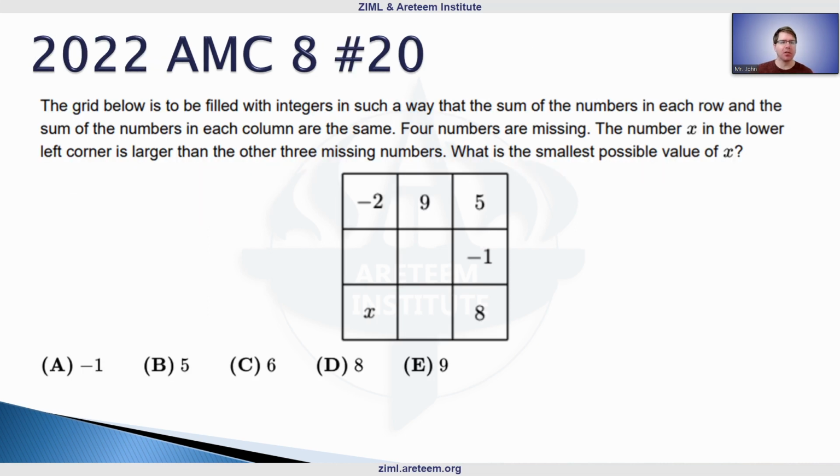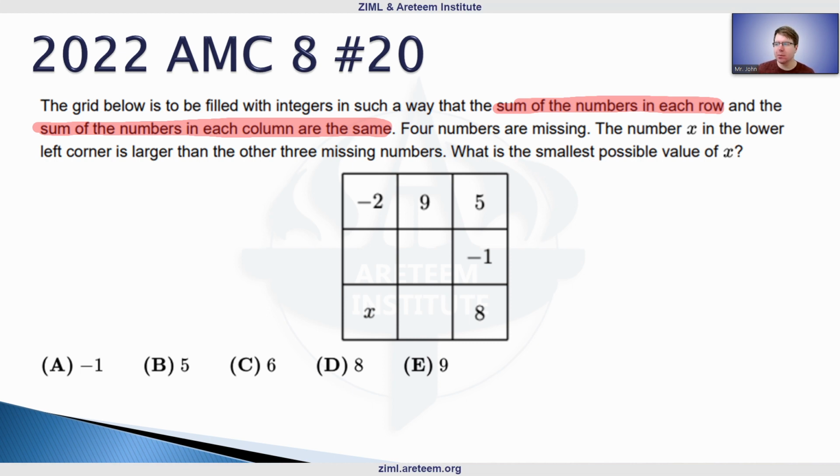Now, first question is from last year's, the 2022 AMC 8. And we have a question about filling in numbers of the grid. So as we're reading the question, we want the sum of the numbers in each row and the sum of the numbers in each column to be the same. So this is our first piece of information that we can work with there.